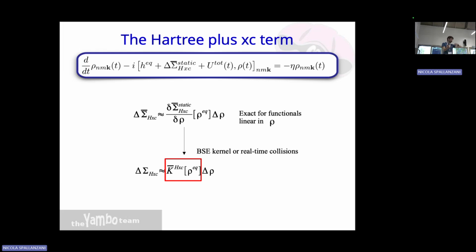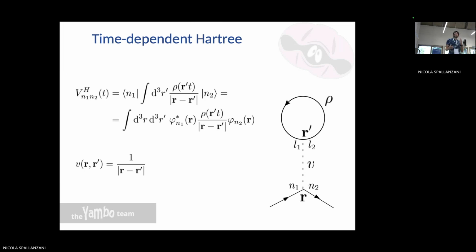So let me dig a bit further into the expression of the kernel. The kernel of the Bethe-Salpeter equation contains, we said, the variation of the Hartree potential. The Hartree potential is just the classical interaction, the interaction due to the density of all the electrons. Here, represented in the Feynman diagrams, is one electron which is propagating and interacting with the density of the other electrons.